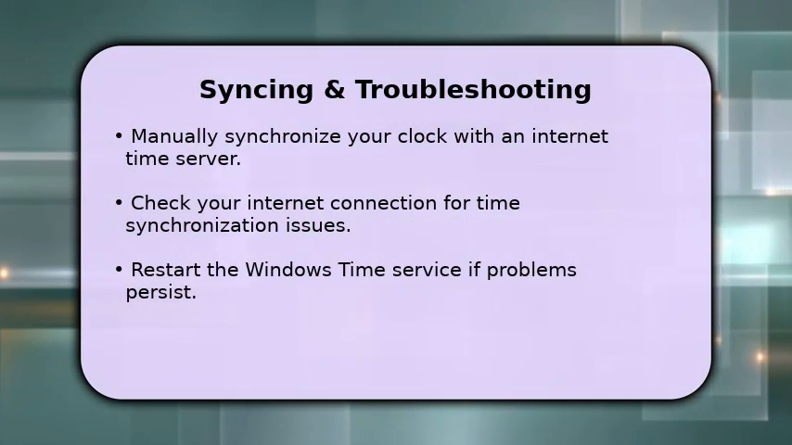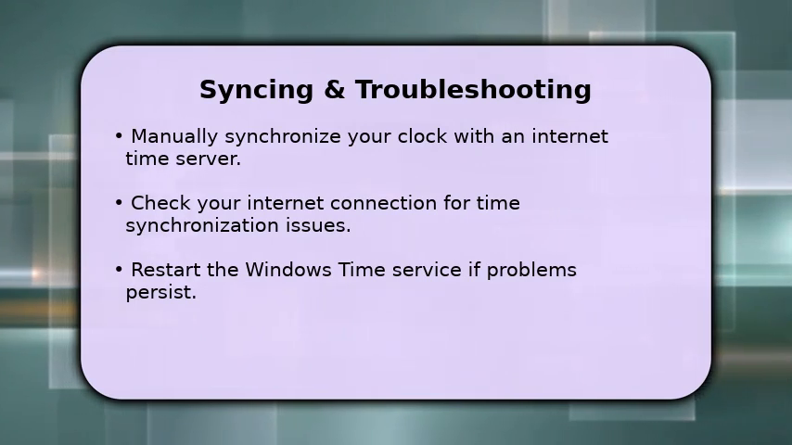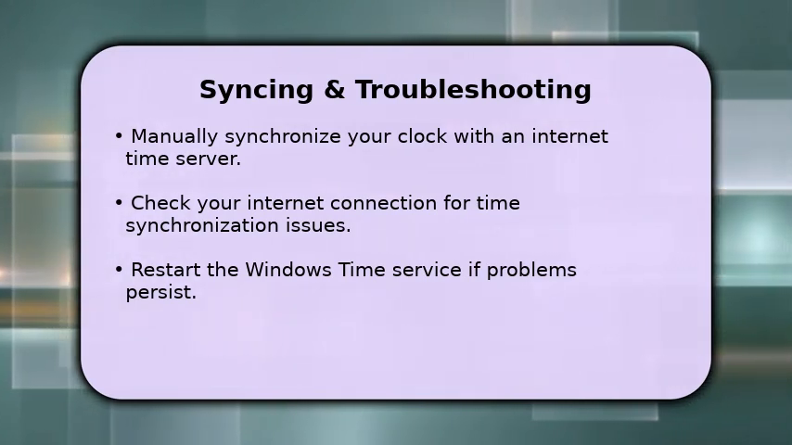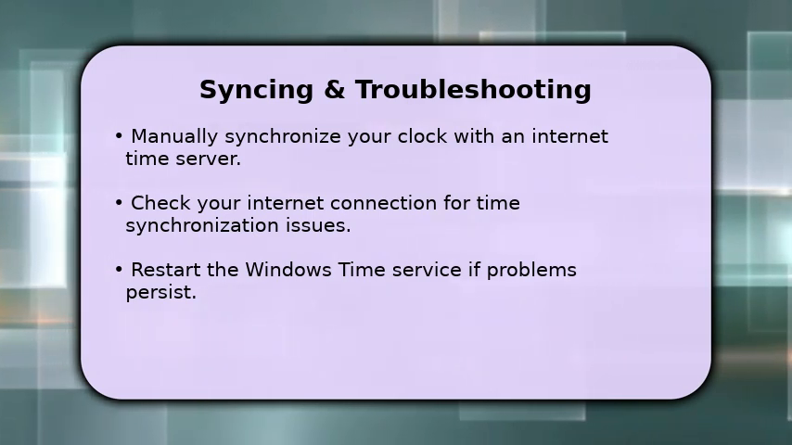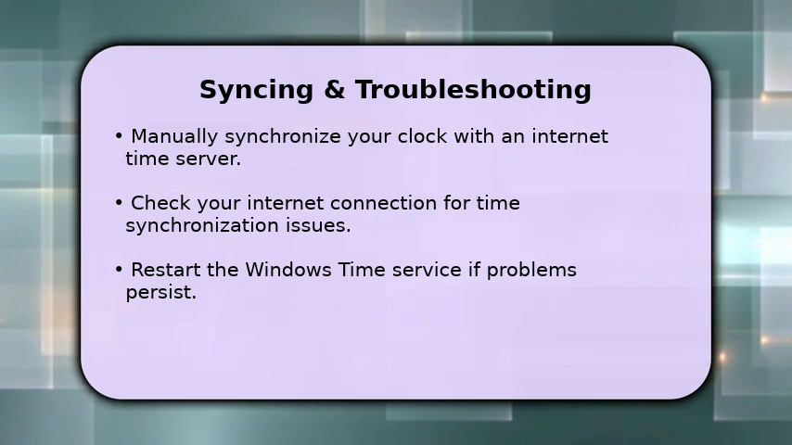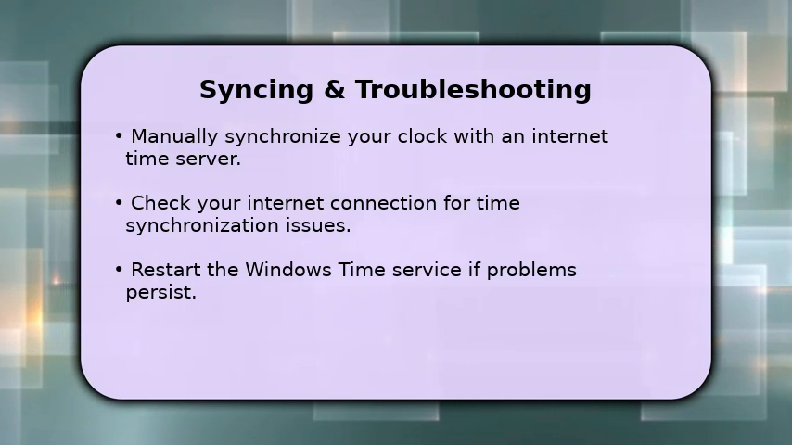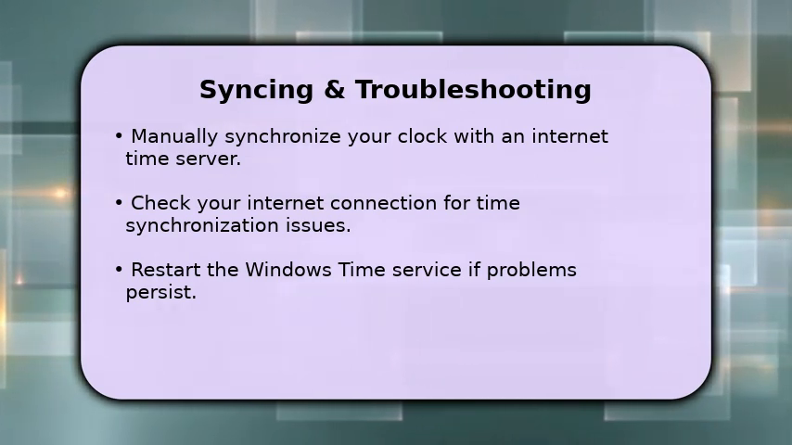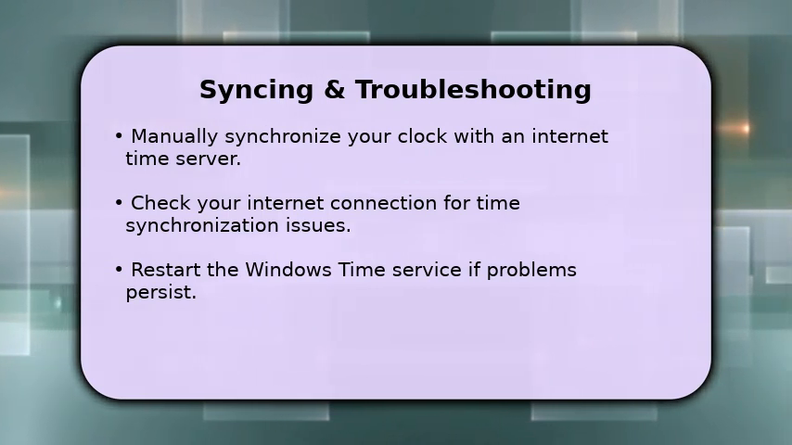If your time still seems off, you can force a synchronization. In the Date and Time settings, look for an option to sync now under Additional Settings or Internet Time to update with a time server. If issues continue, check your internet connection, as a stable connection is vital for accurate syncing. You might also try restarting the Windows Time service through the Services application for a fresh start.